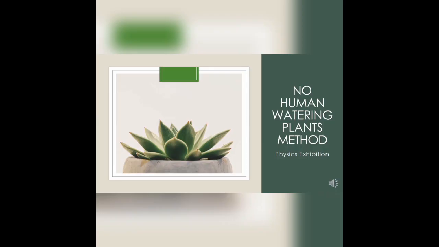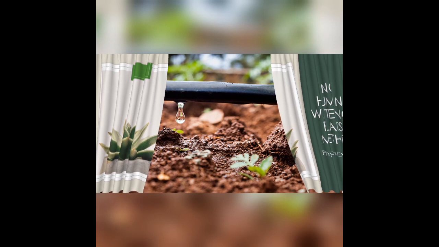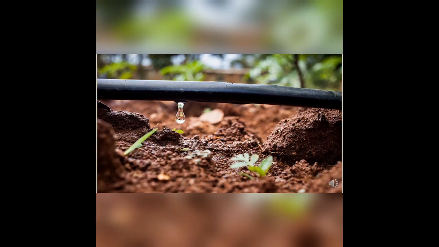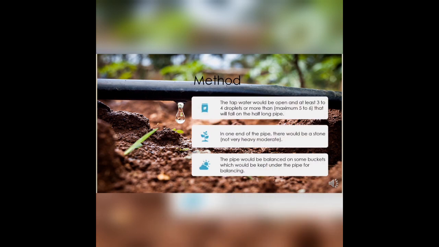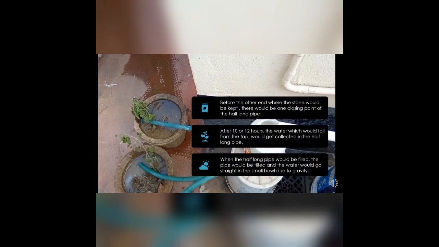Watering plants method. The tap water would be open, and at least 3 to 4 droplets or more than that will fall on the half-long pipe. In one end of the pipe, there would be a stone. The pipe would be balanced on some buckets which would be kept under the pipe for balancing. Before the other end where the stone would be kept, there would be one closing point of the half-long pipe. After 10 or 12 hours, the water which would fall from the tap would get collected in the half-long pipe. When the half-long pipe is filled, the pipe would be tilted and the water will go straight into the bowl due to gravity.